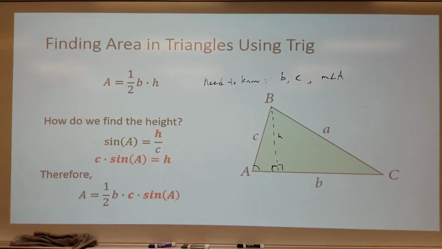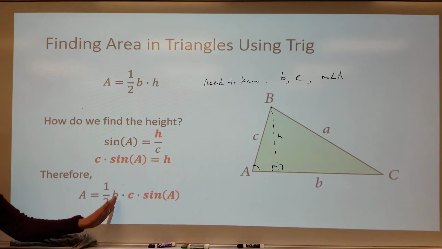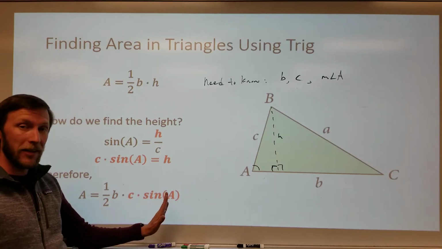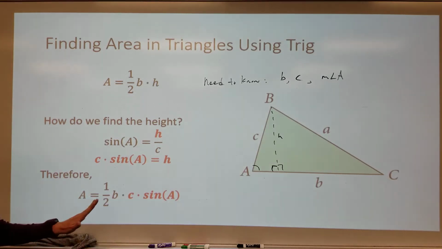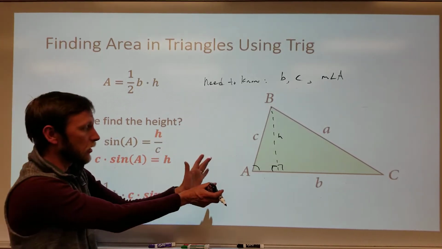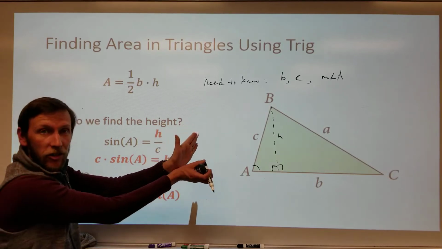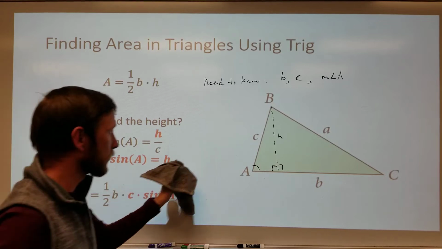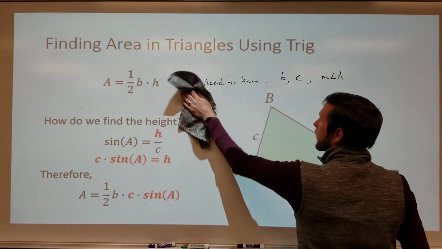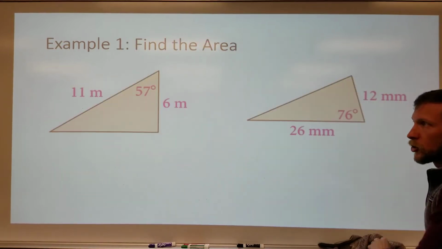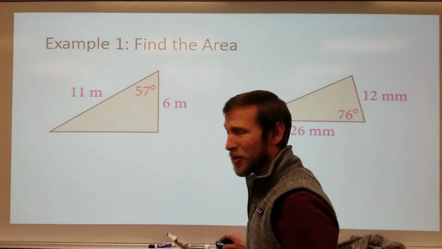Therefore, the area is found by taking 1/2 times the base times c times the sine of that angle A. All right? Area is 1/2 times the product of these two sides, B and C, times the sine of the angle that's included between those two sides. So that's your formula. Make sure you have that down. We know that information, the measure between the two sides and the lengths of the two sides. And so here are two examples. And actually, I'm going to do one and you're going to do the other.